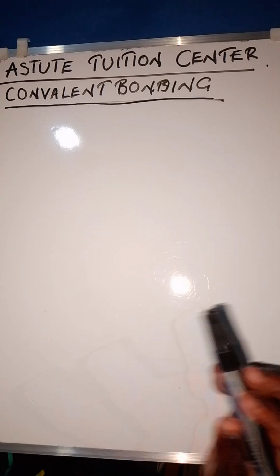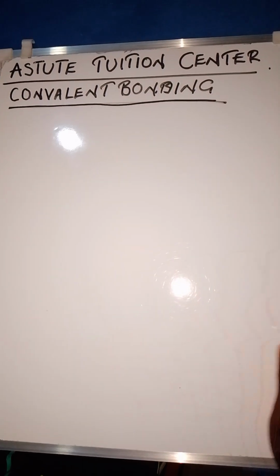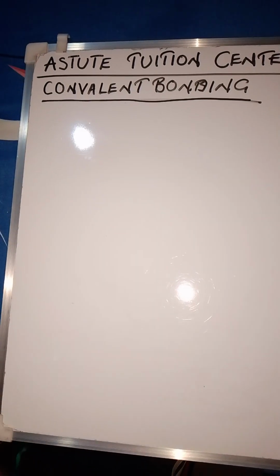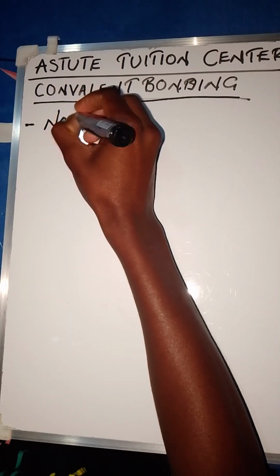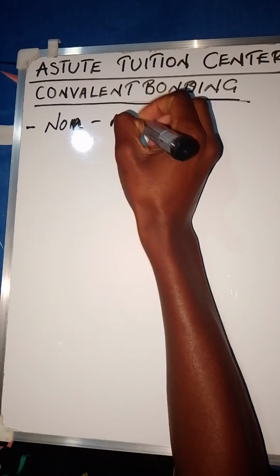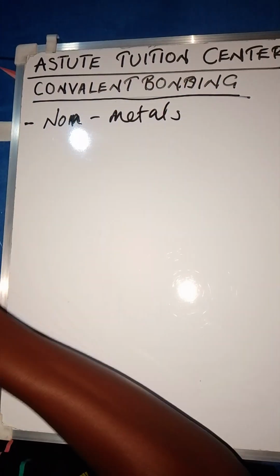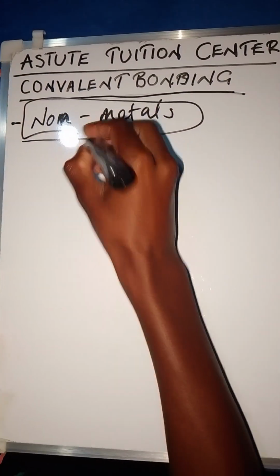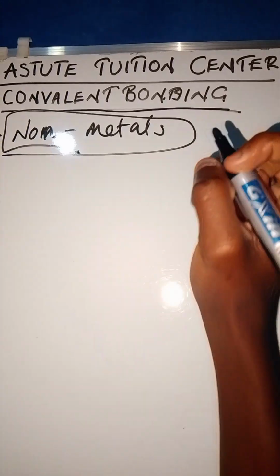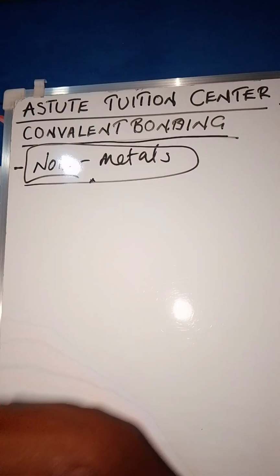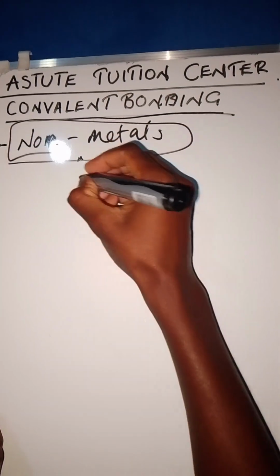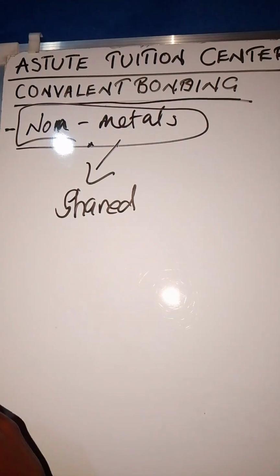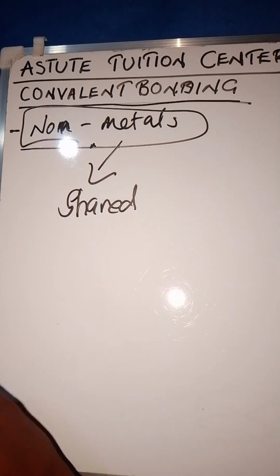So today we'll continue in chemical bonding, where we'll be looking at covalent bonding. Covalent bonding is a type of bonding that occurs among non-metals. It doesn't occur between metals and non-metals, just among non-metals. Unlike ionic bonding, where only one gives electrons to the other, here electrons have to be shared, so it involves the sharing of electrons. So that's what covalent bonding is.